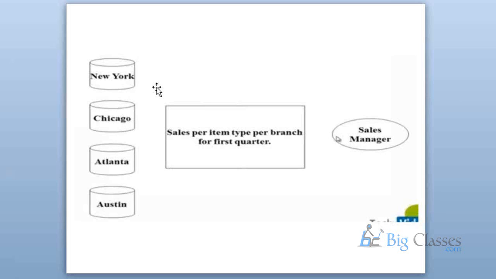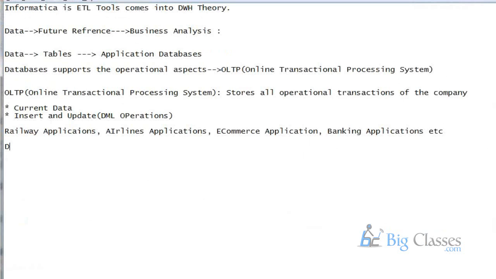Right, only updated data. So because of these disadvantages, what are the disadvantages here? The OLTP system contains the current data. Current data in the sense it contains only the updated data, right?